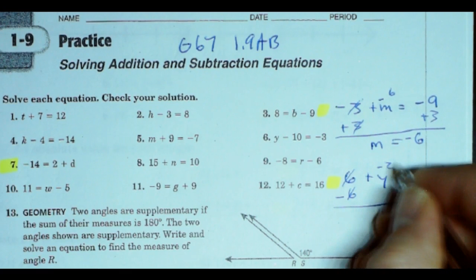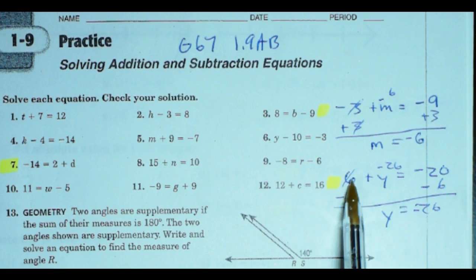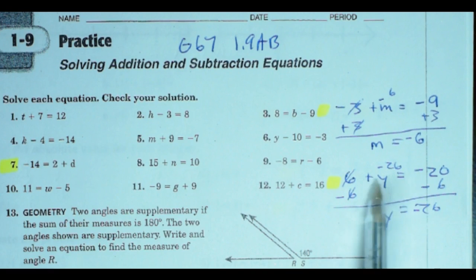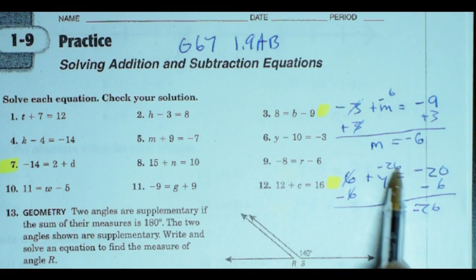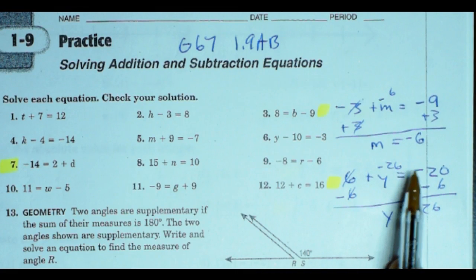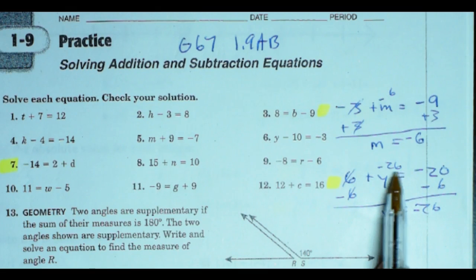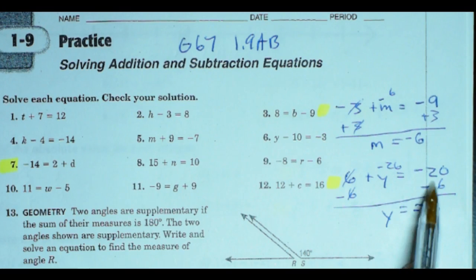Let's just put it in and make sure it works. Negative 26. So we have 6 plus a negative 26 equals negative 20. Yeah, that's right, because look at, these are different signs. So the difference between 6 and negative 26 is a negative 20. So there's your answer right there.